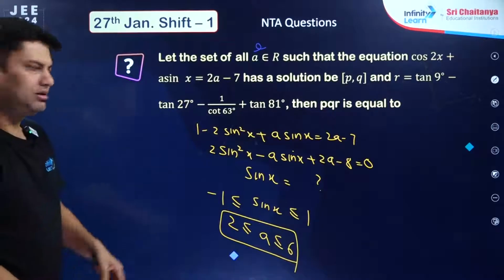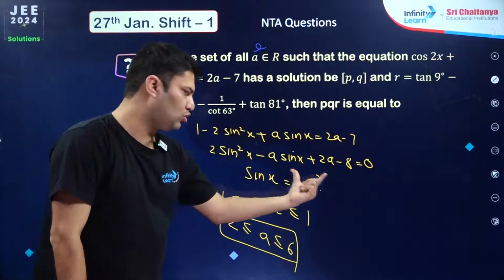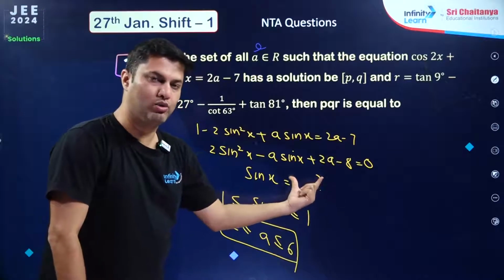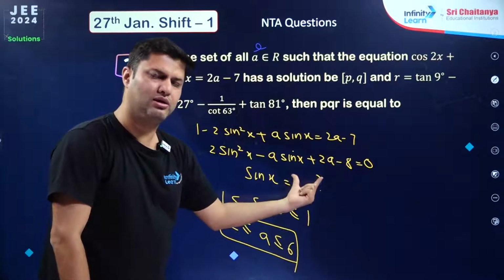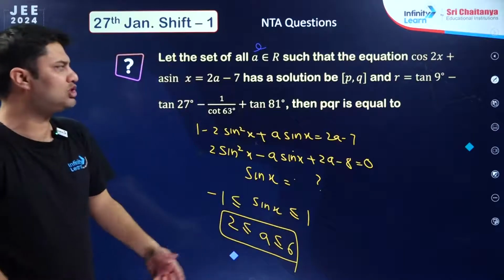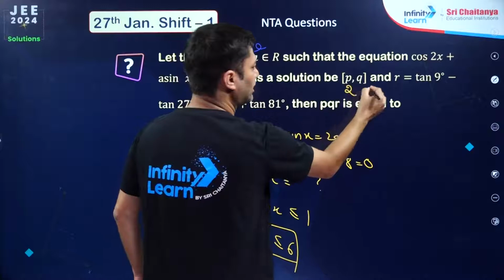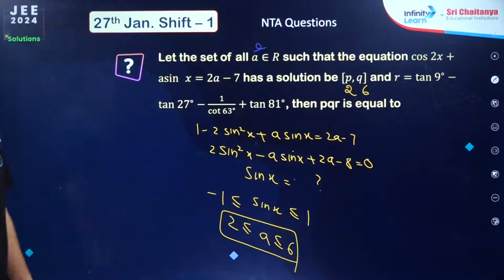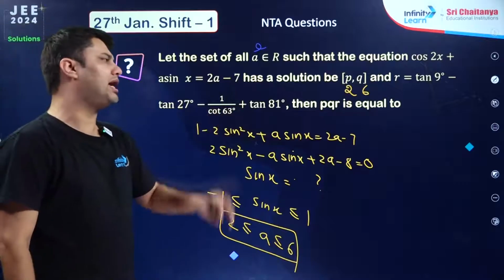Please solve this. For sin x, the roots are coming. One root will come out as 2 and the other root will come out as some value which, when we solve between minus 1 to 1, you will get 2 to 6. So a is 2 to 6. P is 2, Q is 6. R is tan 9 minus tan 27 minus tan 63 plus tan 81.